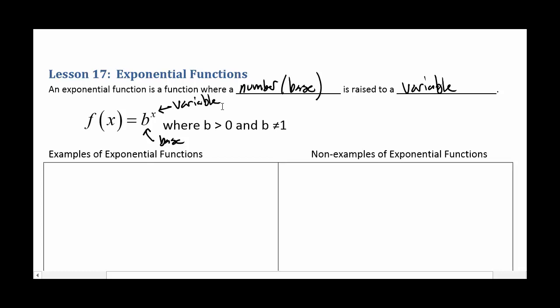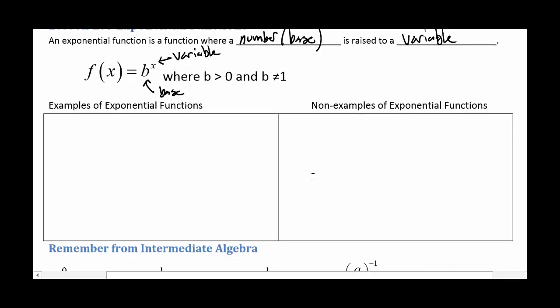Okay, so some examples of what would be considered an exponential function versus stuff that's not. f(x) = 2^x would be considered exponential, whereas f(x) = x^2 is not. That's a quadratic. f(x) = (1/2)^x, so we can have fractional bases.